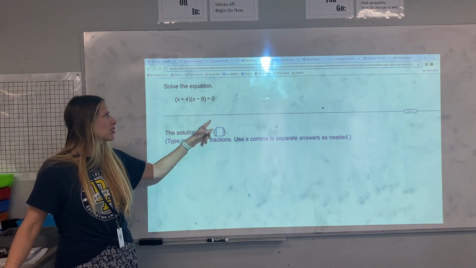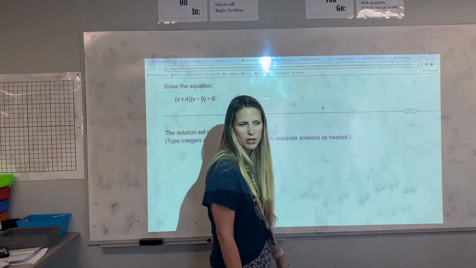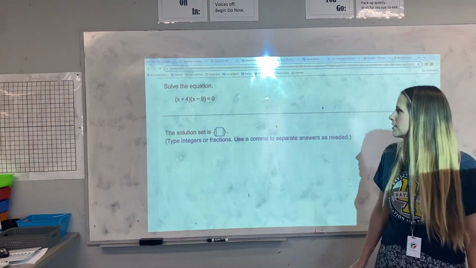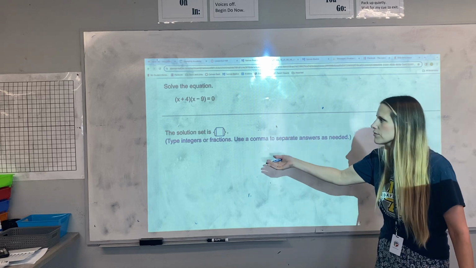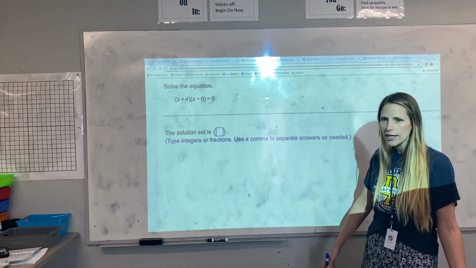All right, we're starting with an easy one. You could probably solve this in your head, but we don't do that because we show all our work. So how do we solve? It says solve the equation. What do you mean solve the equation? What are we solving for?